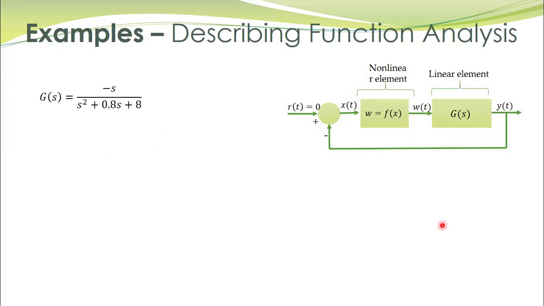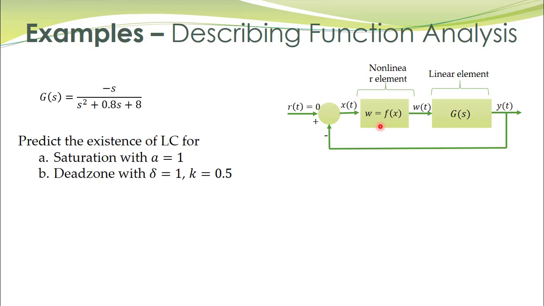In another example, we again want to predict the existence of limit cycle in this particular system, and the transfer function is given over here. We want to study the existence of limit cycle for two different nonlinearities, that is, saturation nonlinearity with a equal to 1 and dead zone nonlinearity with delta equal to 1 and k equal to 0.5.